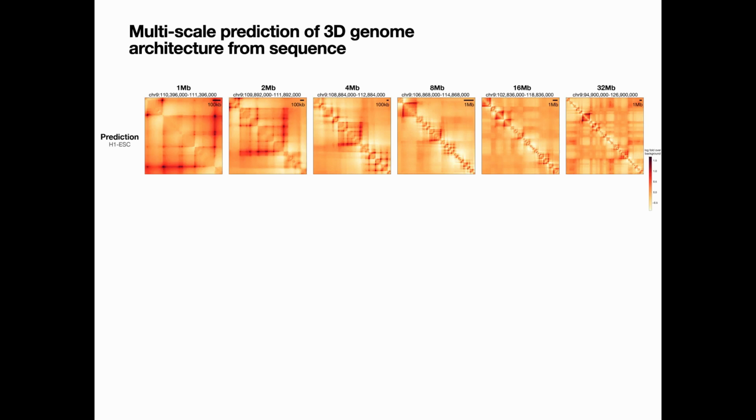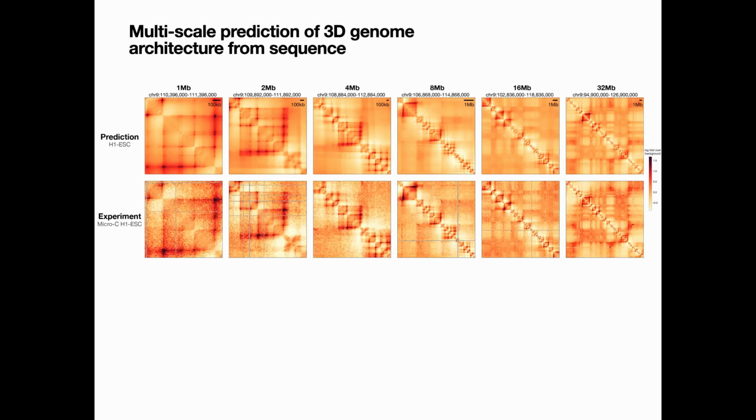At all scales, the size of those prediction matrices is fixed at 250 by 250. So for the more local predictions, they are predicted with higher resolution. The maximum resolution is 4 KB. And here we show the experimental measurements made by Micro-C, a high-resolution Hi-C type technique. And we can see that they're pretty consistent with the predictions. All those predictions are made on test chromosomes that the model has never seen during training.